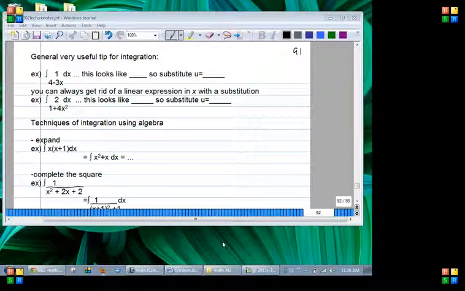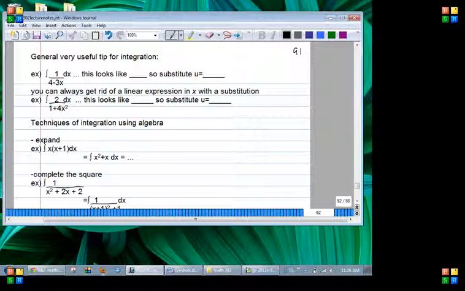So one thing I want to talk about here is just a collection of useful little tricks that often come up when you're doing integrals. So first of all, for the very first integral, 1 over 4 minus 3x dx.